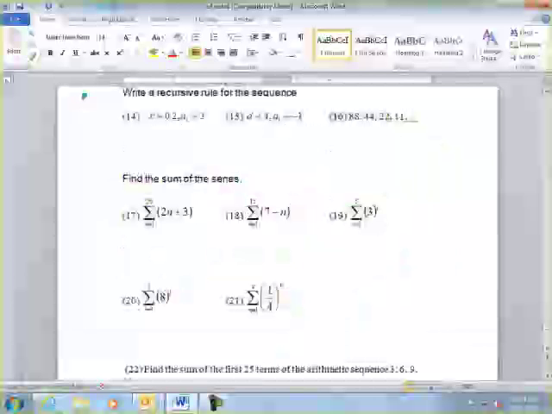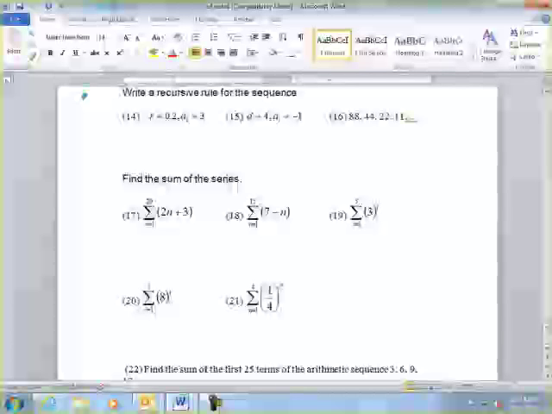Ask for a recursive rule. A recursive rule is a rule that's based on the term before it. So every recursive rule has 2 parts. You have to give a starting place and then what to do after that starting place. Without the starting place, we can't proceed at all because everything is based on the last answer. So unless we have an answer to go from, there's nowhere to go.